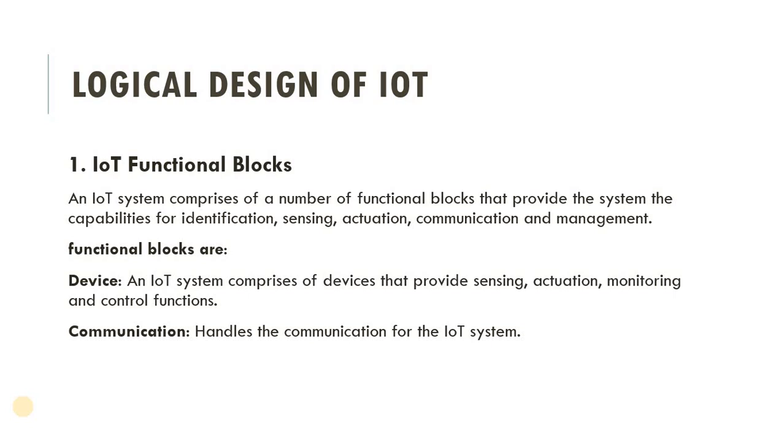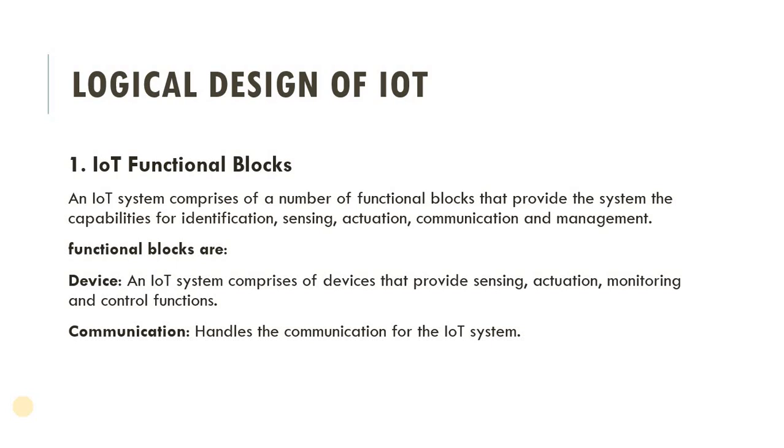The IoT system consists of a number of functional blocks that provide the system the capability for identification, sensing, actuating, communication, or management. For that, different functional blocks are available. The first is the device. We all know that without a device, an IoT application is nothing. The device block consists of devices that provide sensing, actuating, monitoring and control functions. That is one functional block.